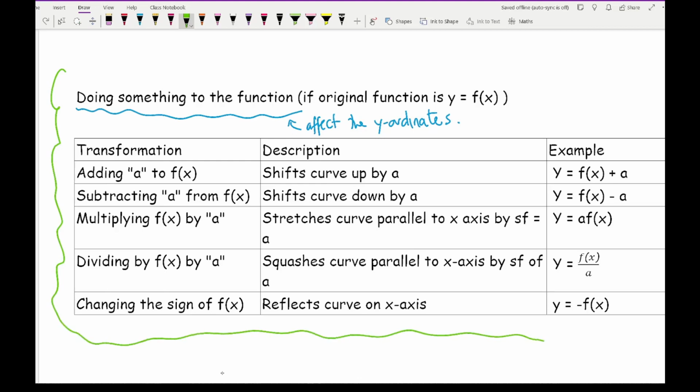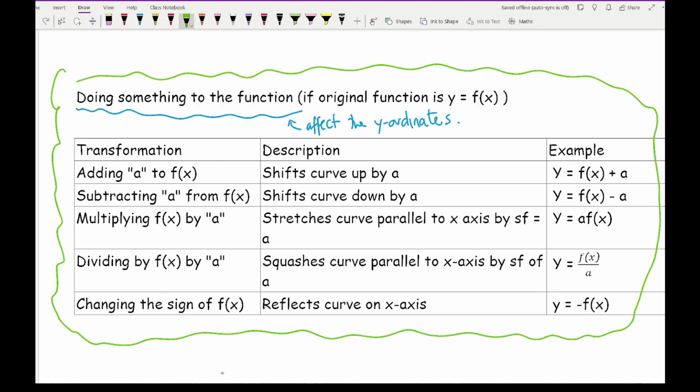So when you are doing something to the function, when you're adding, you're basically going to shift the graph upwards, and again the x ordinates will stay the same, you're just going to shift the graph up. If you're subtracting, you're going to shift the graph down. When you're multiplying, you're going to stretch the graph upwards and downwards. Imagine that you've got hold of the graph both on the top and the bottom, and you're going to stretch the graph so your hands are moving further away from each other.